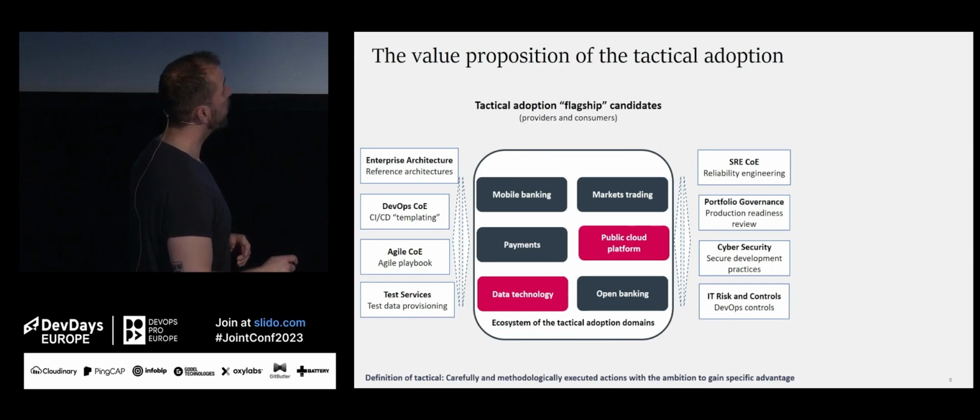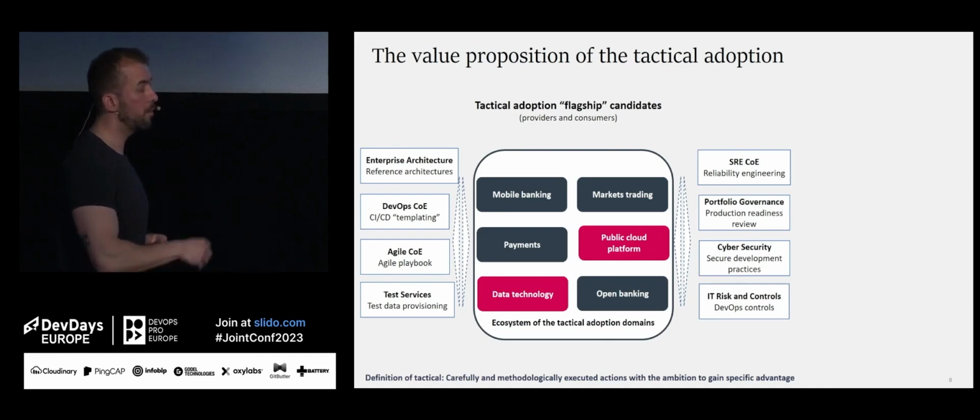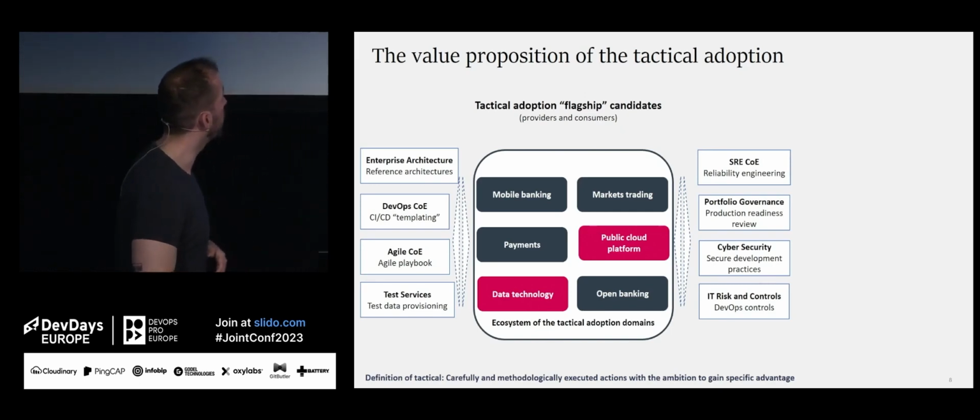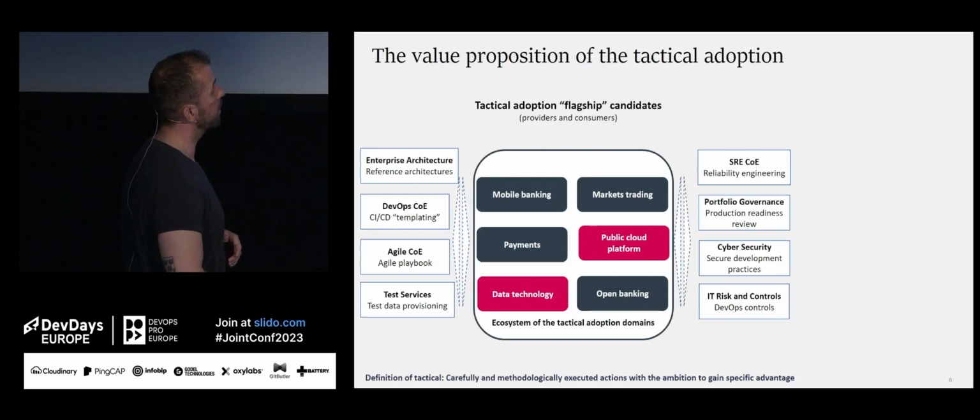Templated pipelines based on the programming languages we have is going to be the DevOps COE. The Agile COE is going to help us with the Agile playbook. So if we adopt SAFe or Spotify model or any value streams that you can come up with, they're going to help you with it. Test data provisioning from the test data services, and basically so on.